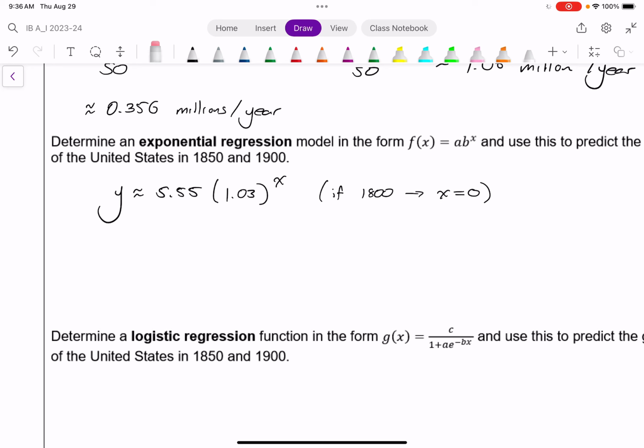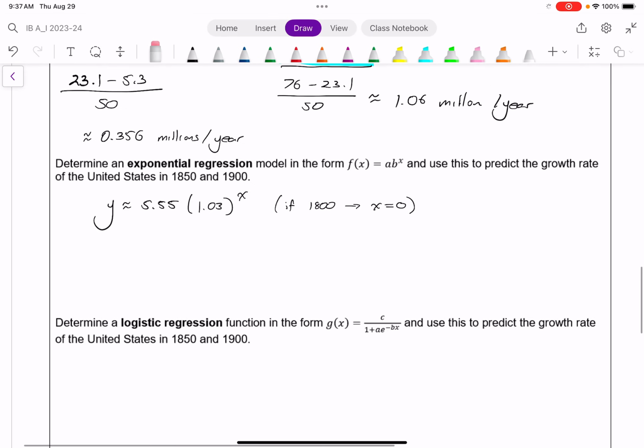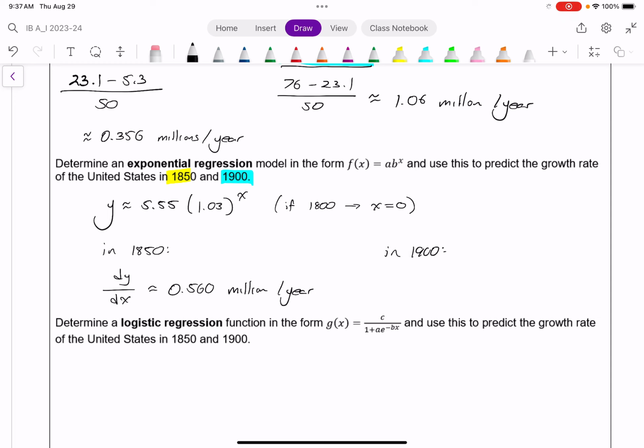In this case though, I can now look at my derivative, and once you have your equation in your GDC, if I just want to find the instantaneous rate of growth at 1850, and at 1900, that should be very, very quick from previous lessons. So in 1850, when you find dy/dx, you should get about 0.560, 3 significant figures, million people per year. And in 1900, you should get about 2.12 million people per year.